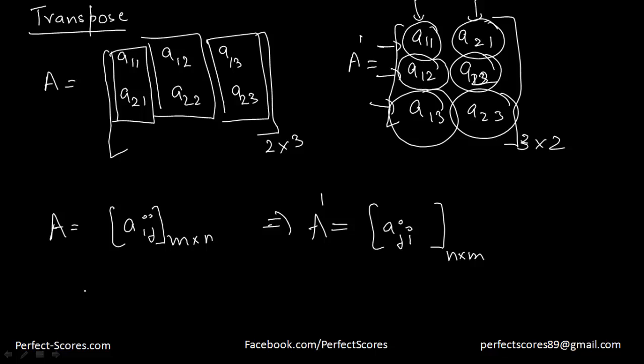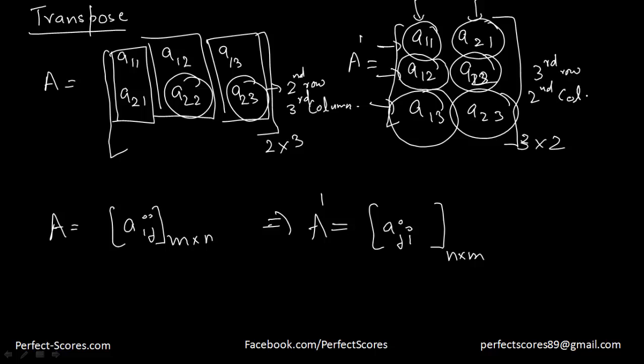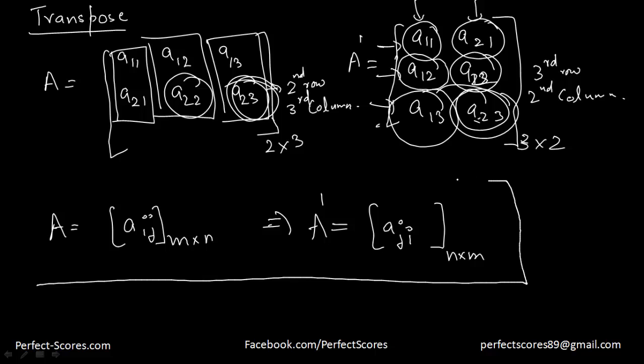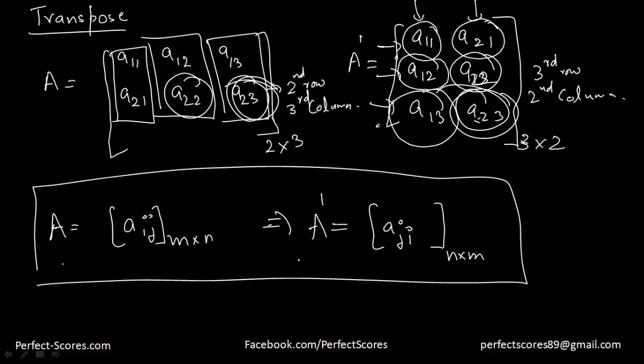So let's suppose I have this element, which belongs to the second row and the third column. In the transpose, it's going to belong to the third row and the second column. That is how this is going to be. So you can clearly see the third row and the second column is A23. This is not a property, this is how we define the transpose of a matrix.